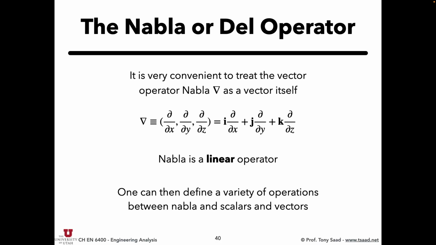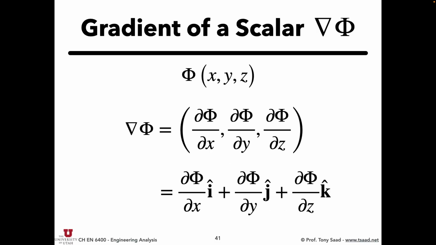Then we can define a variety of operations between nabla and scalars and vectors. First, we will look at the gradient of a scalar. So remember this very, very well. The gradient always operates on a scalar. Can you have a gradient of a vector? Yeah, it's called a tensor. We don't have to worry about that right now.